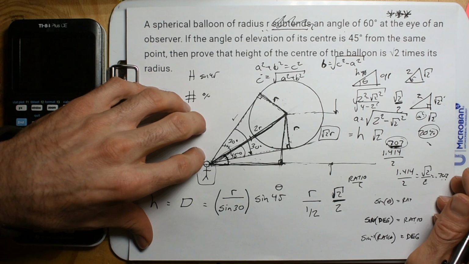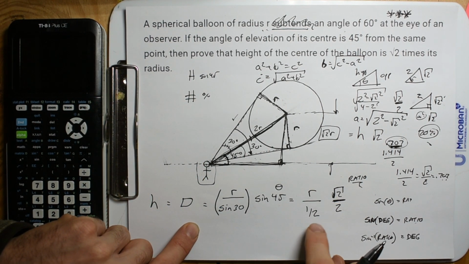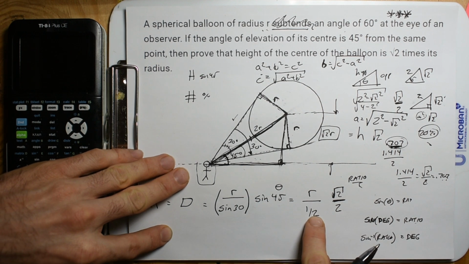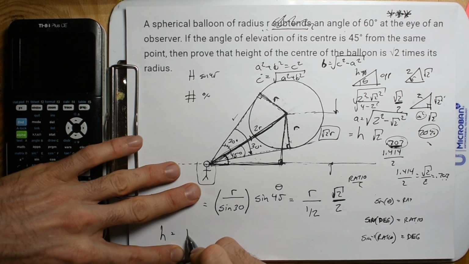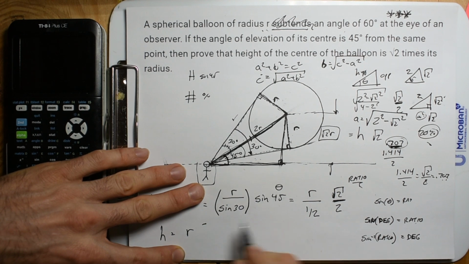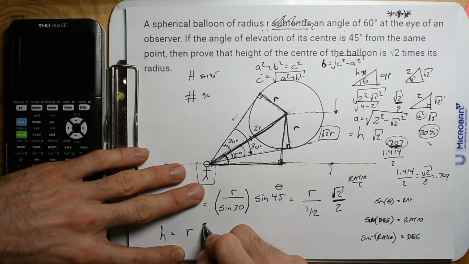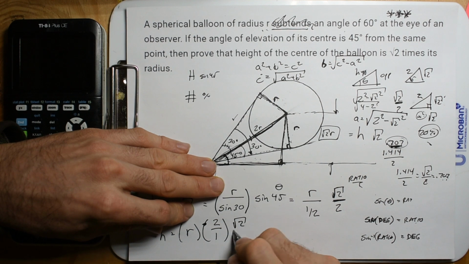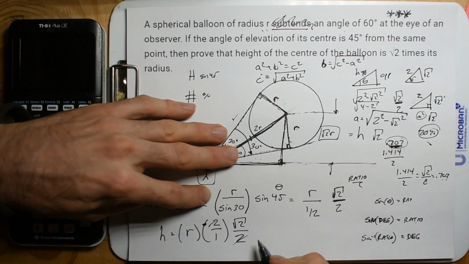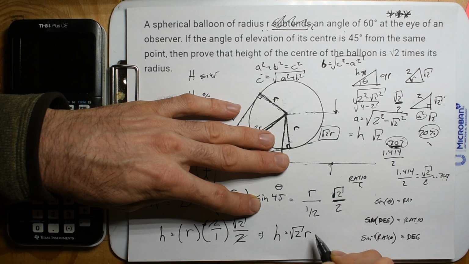And then, so we got it. So the height is going to be r. So this is 1/2. Same thing as multiplying by its inverse. So we have height is equal to r. Dividing by a half is the same thing as multiplying by 2 over 1. So we have r, 2 divided by 1, square root 2 divided by 2. The 2's cancel, and we have the height is square root 2 r.